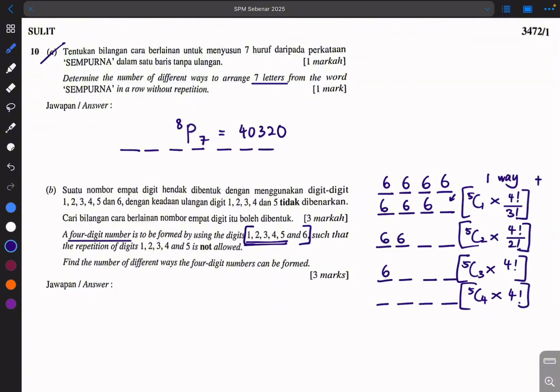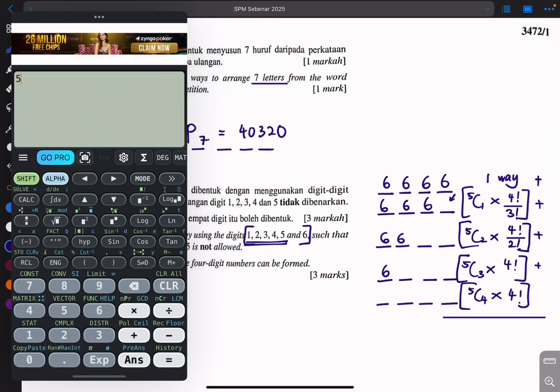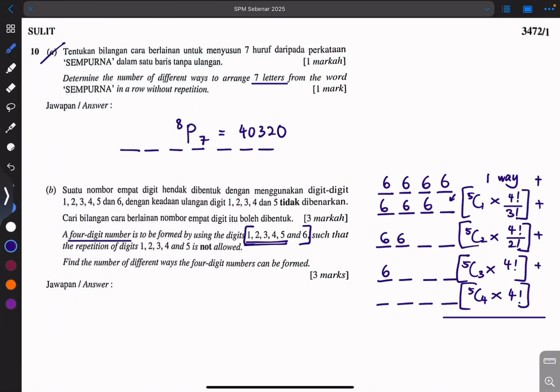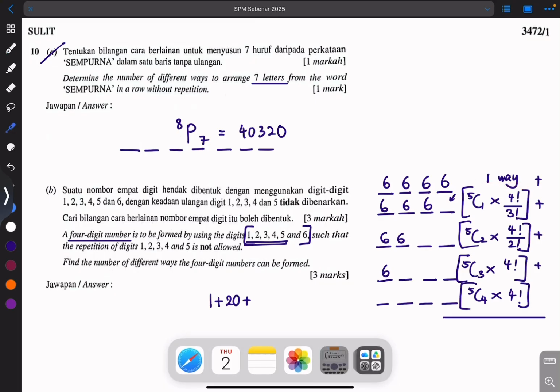So if we add all these, we will get our answer. Right, let's do one by one. 5C1 times 4 factorial over 3 factorial. So this will give us 20. So I write here 1 plus 20. Don't forget the 1. This one is 1.